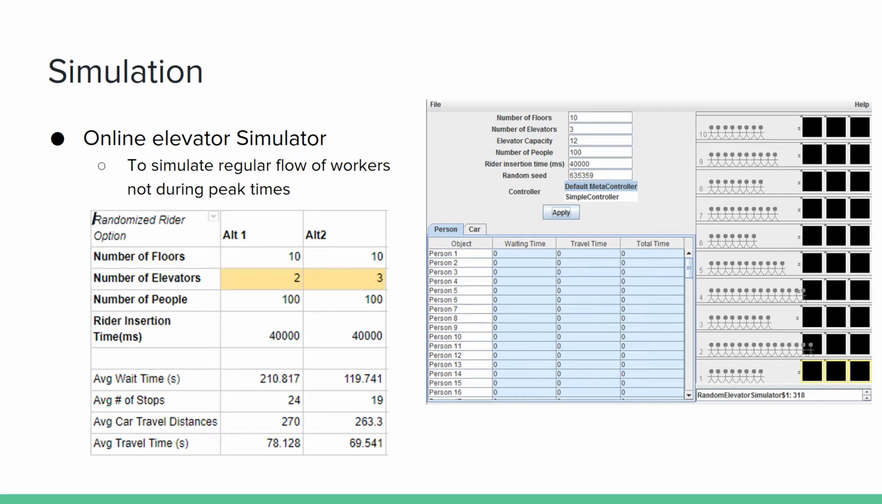And the simulator followed kind of what we expected for having an additional elevator. There were lower wait times, as you can see, a lower number of stops, and the distance traveled was about the same, and the travel times were pretty similar as well. However, because the simulator doesn't account for a lot of the variability and factors that happen on the job site realistically, we wanted just to use it as a tool to give us a general idea of the elevator system.